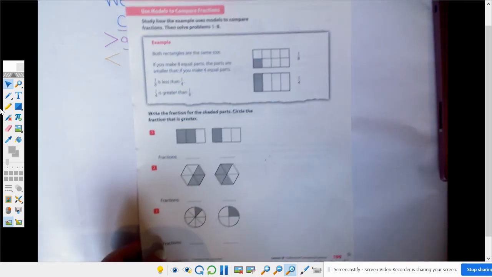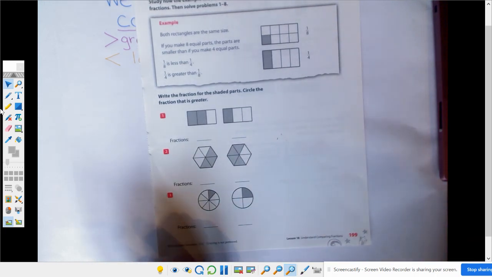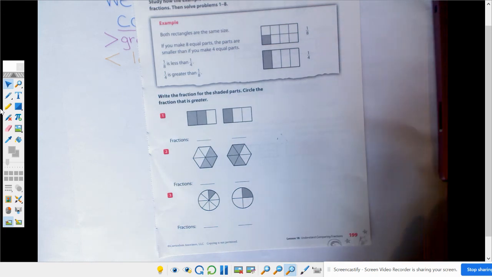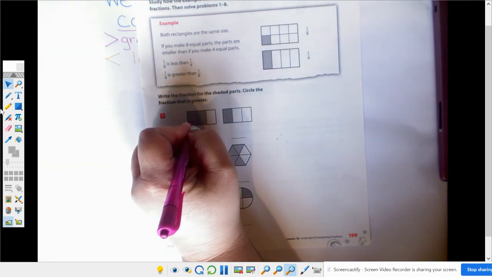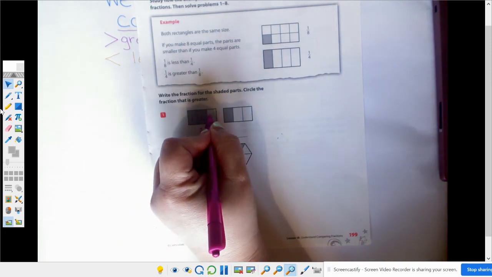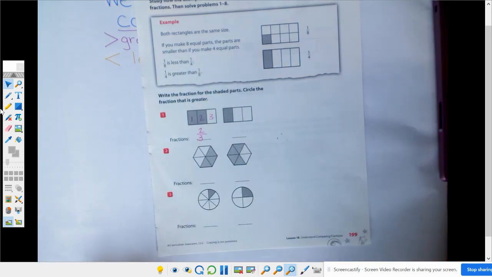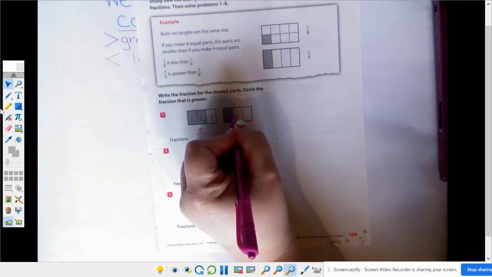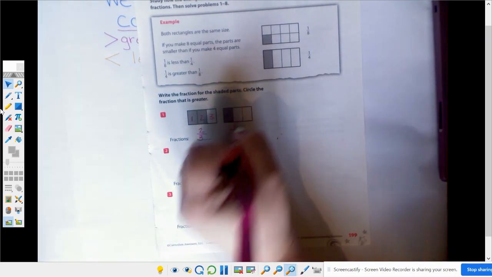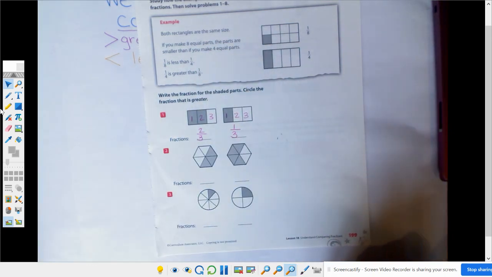All right, for number 1, we're going to write the fraction for the shaded part, and then circle the fraction that is greater. Remember, greater means more. Here I have 2 parts shaded out of 3 parts total, so my fraction is 2/3. For this rectangle, I have 1 part shaded, that's my numerator, out of 3 parts total. So I have 2/3 and 1/3.